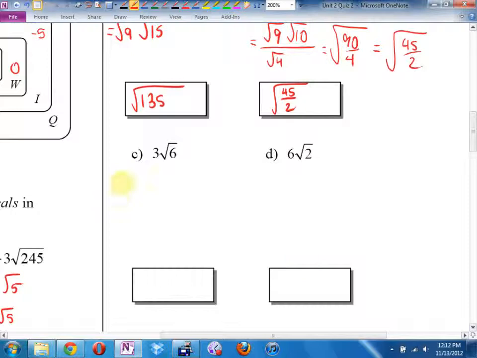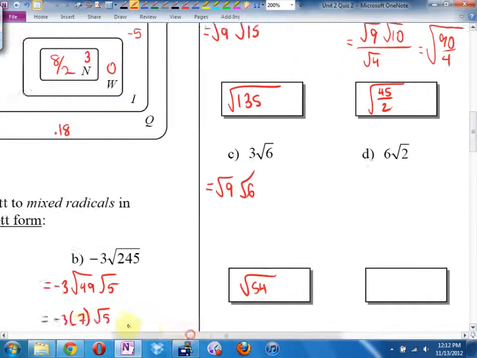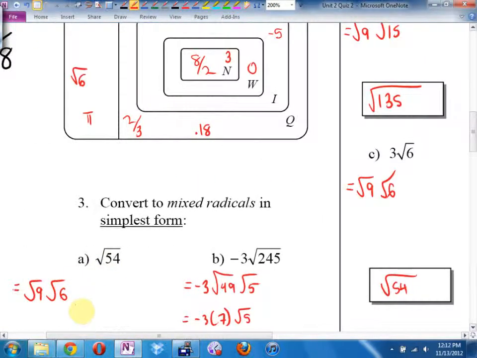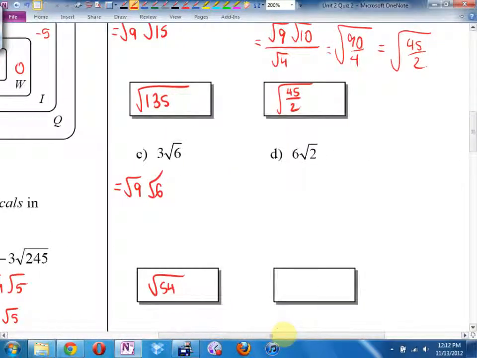C. Root 9, root 6, root 54. Oh yeah, because that's what I got right over here when I simplified root 54, didn't I? I got 3 root 6. It's the same question going backwards. 6 root 2. Root 36, root 2, this must have been root 72 originally.